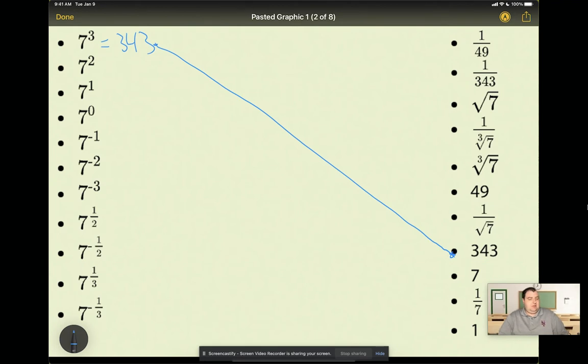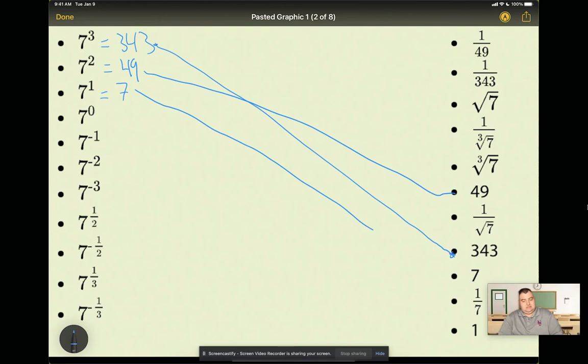Next one is 7 squared, which we should know is 49. That should have a match over here. 7 to the power of 1 is going to be equal to 7. Anything to the power of 1 is itself. So there it goes down here.